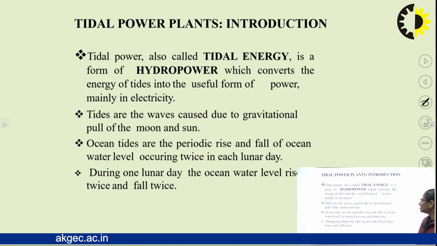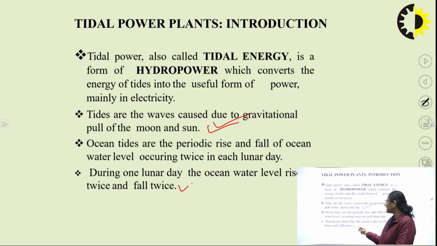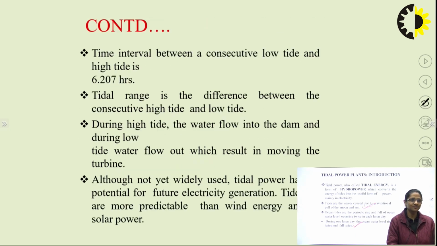Tides are the waves caused due to the gravitational pull of the moon and sun. These ocean tides are periodic in nature. They are periodic rise and fall of ocean water level, and this phenomenon takes place twice in each lunar day. During one lunar day, the ocean water level rises twice and falls twice. So, these swings in the ocean water are actually used to generate electricity, and this system is said to be the tidal power plant or the tidal energy conversion system.